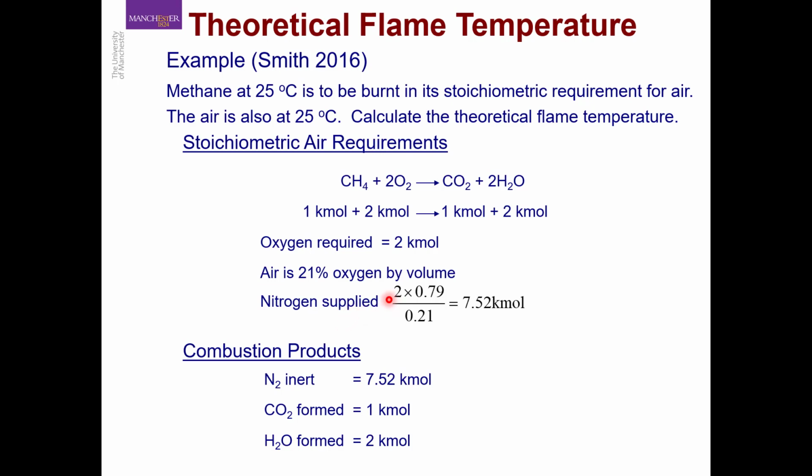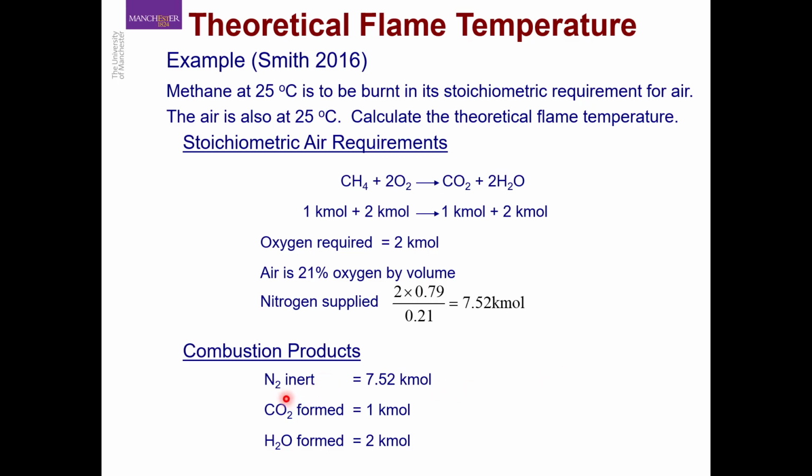That would be 2 times 0.79, because there are 2 kilomoles of oxygen, so there needs to be 2 kilomoles of oxygen, divided by the volume fraction of oxygen in air. So that gives us 7.52 kilomoles of nitrogen. Okay, so it means that we are providing 9.52 kilomoles of air. So based on this reaction, what kind of components will be present in our flue gas?